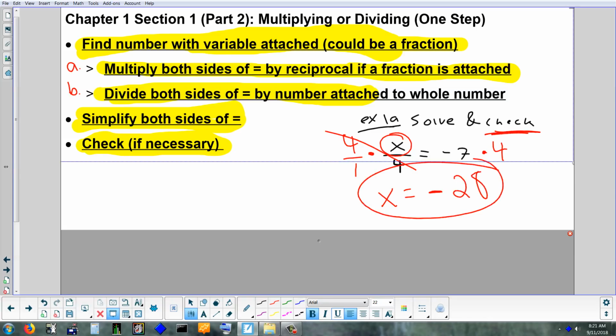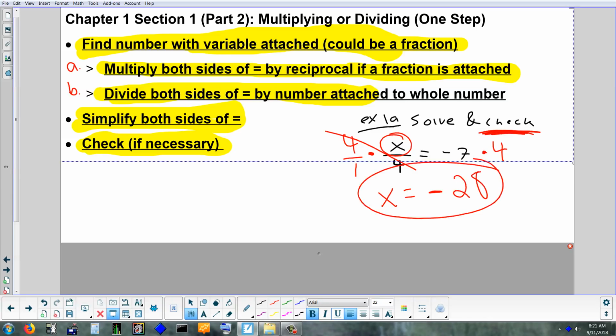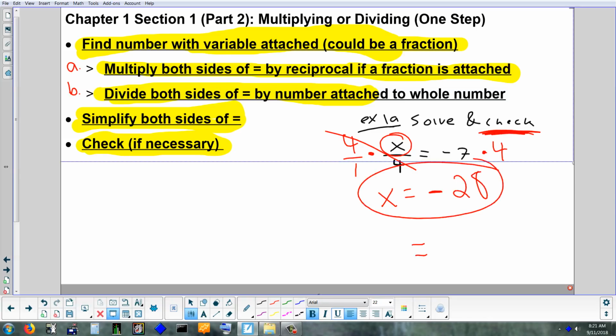But it's asking you to check. So, here's my equal sign. To the left-hand side of the equal sign, what am I going to write? Ellie? Negative 28. Anything else?